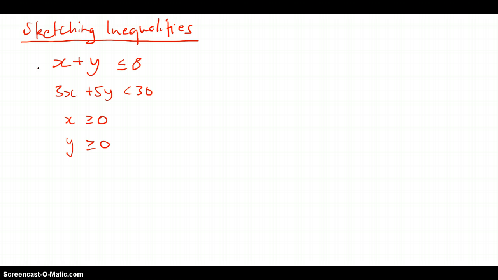Alright, so when we're asked to sketch these four inequalities, the first step I like to do is get all these four equations, which I'm going to label as 1, 2, 3, 4, into some sort of form, perhaps the gradient intercept method, also general linear form. With this question, I want to get y by itself. So y is equal to 8 minus x for this particular question.